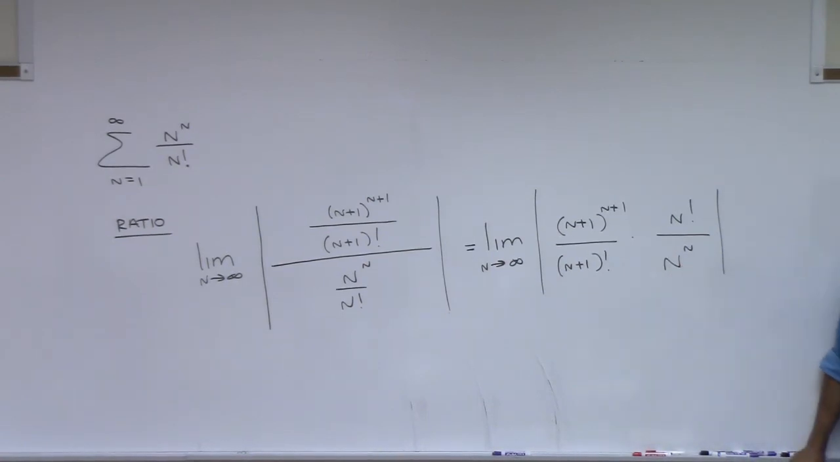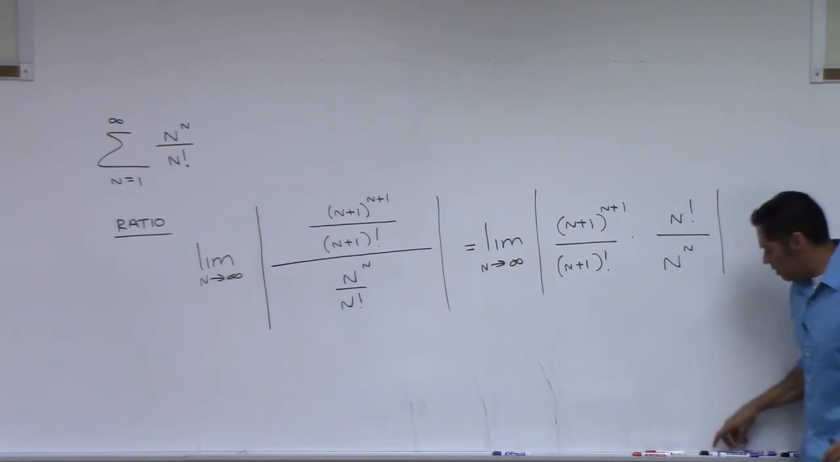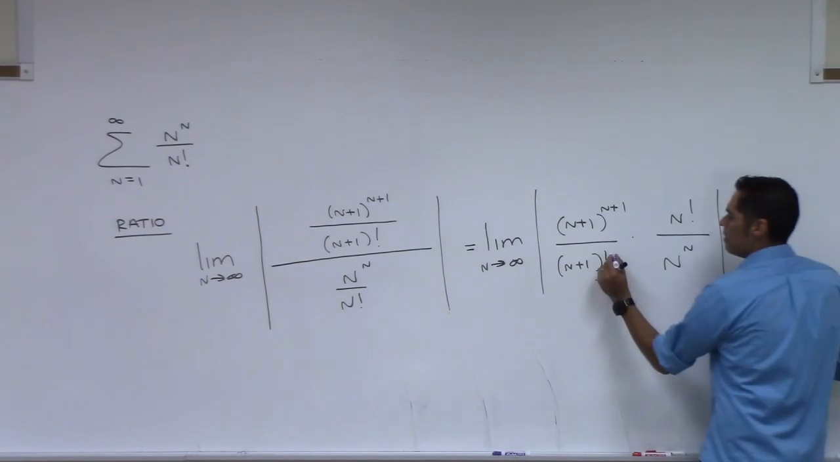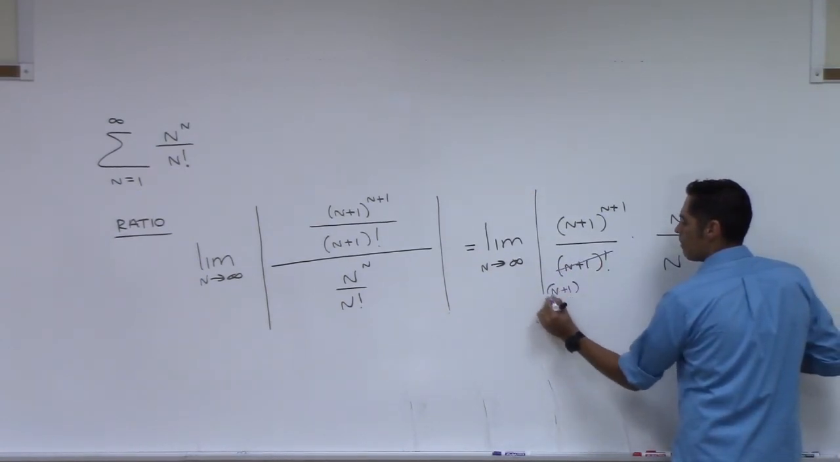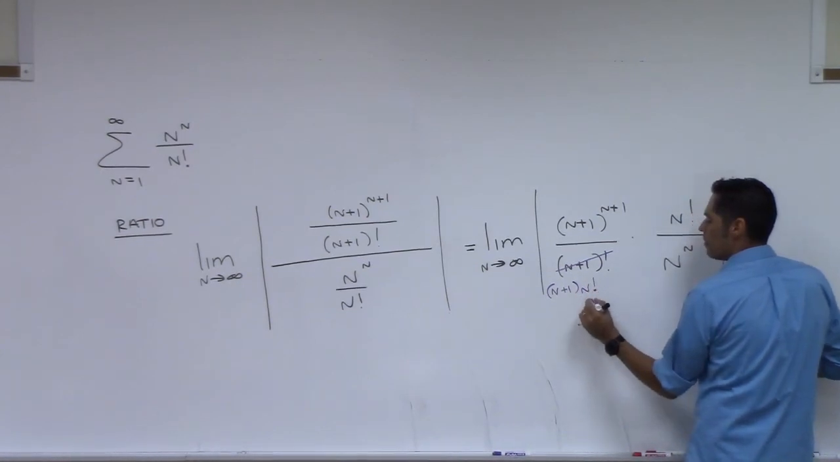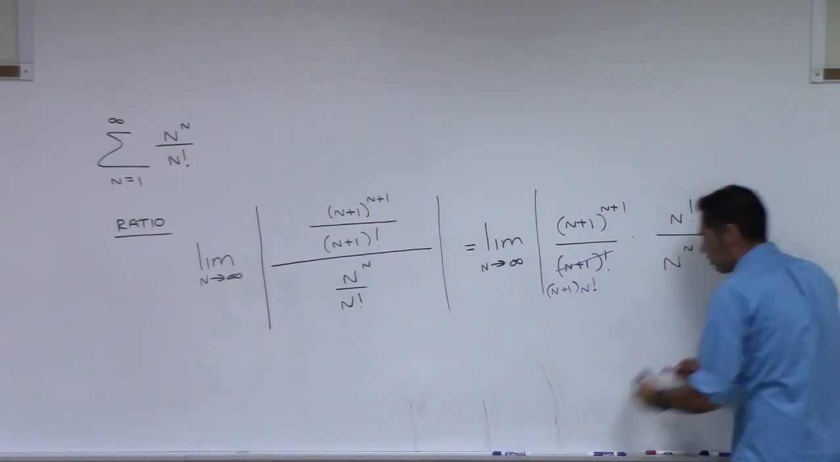Okay, so what should I start trying to do here? Reduce out the factorials, right? Because that factorial does simplify. This one becomes, peel off the n plus 1, n factorial, and then those n factorials are gone.